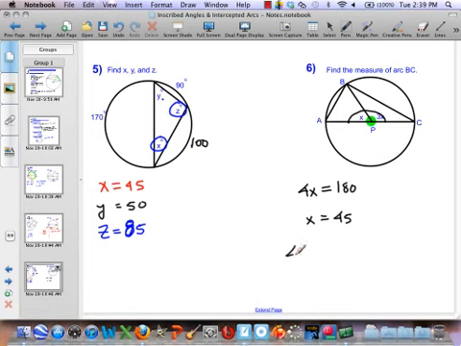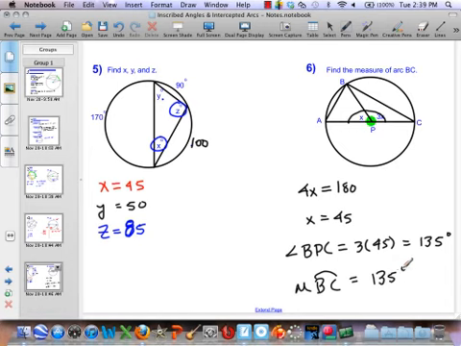All right. So that means that angle BPC is 3 times 45, which is 135 degrees. So that means that the measure of arc BC is 135. Remember, the measure of the arc is the same as its central angle.